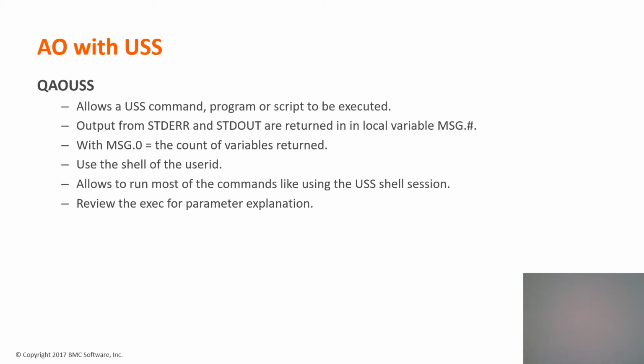Auto Operator also provides an interface with Unix System Services to execute commands, programs, or scripts. The output from standard error and standard out are written into a stem variable MSG. As with other stem variables, MSG.0 contains a count of the variables returned. You are allowed to run most of the commands you would use in a USS session, and if you want additional detail on parameters that you can pass, refer to the comments in the exec QAOUSS.